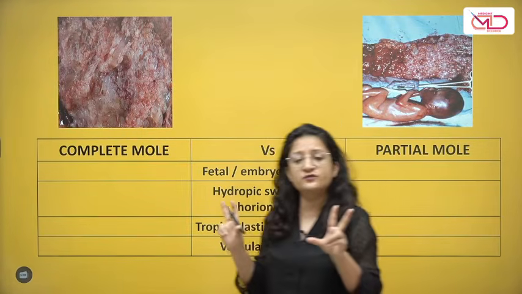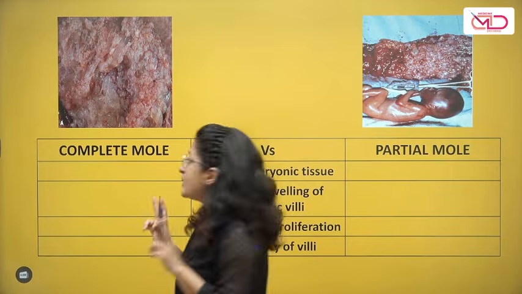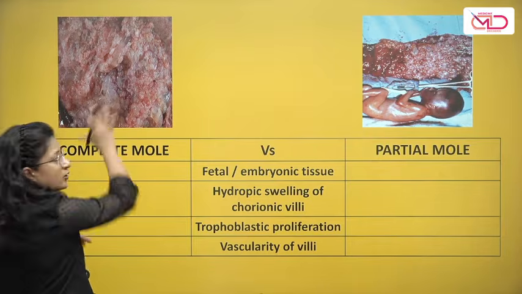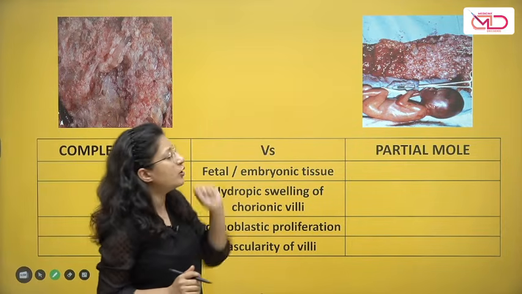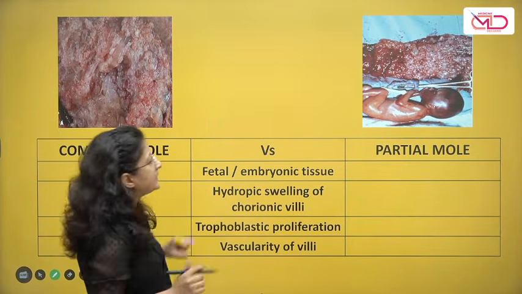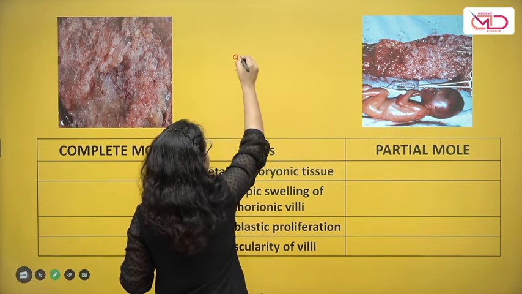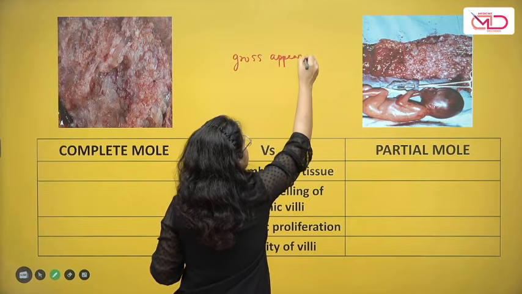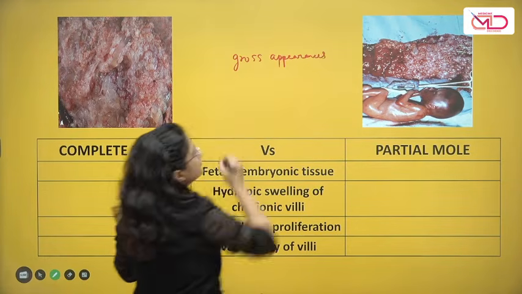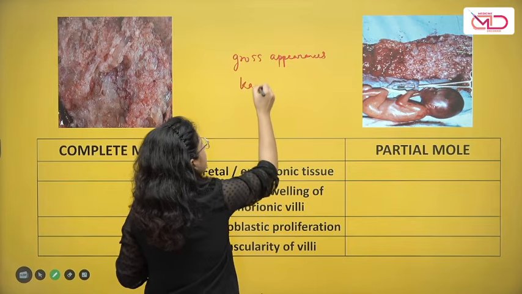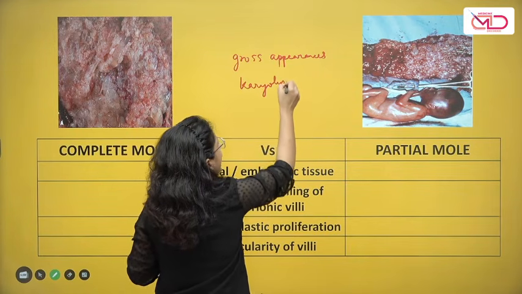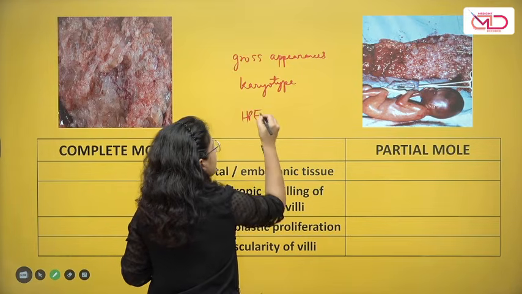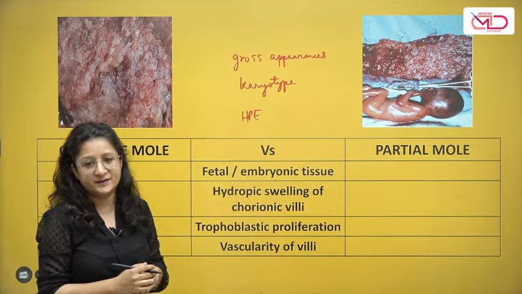So we have two types of moles, I told you, complete mole and partial mole. Note here that we have the complete mole on the left and the partial mole on the right, and these two kinds of molar pregnancy differ in their gross appearances, right? They also differ in their karyotype, and they also differ in their histopathological examination findings, right?